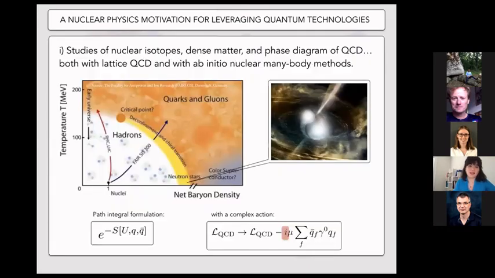So the nuclear physics motivation for leveraging quantum technologies, I can sort into important categories. We would like to study nuclear isotopes, dense matter, and fundamentally the phase diagram of strong interactions, or QCD, because as we know, with our current computational technologies, lattice QCD or ab initio nuclear many-body methods, we've been limited by the sign problem with finite chemical potential for fermionic systems, or with a signal-to-noise problem if you think about a finite density system.